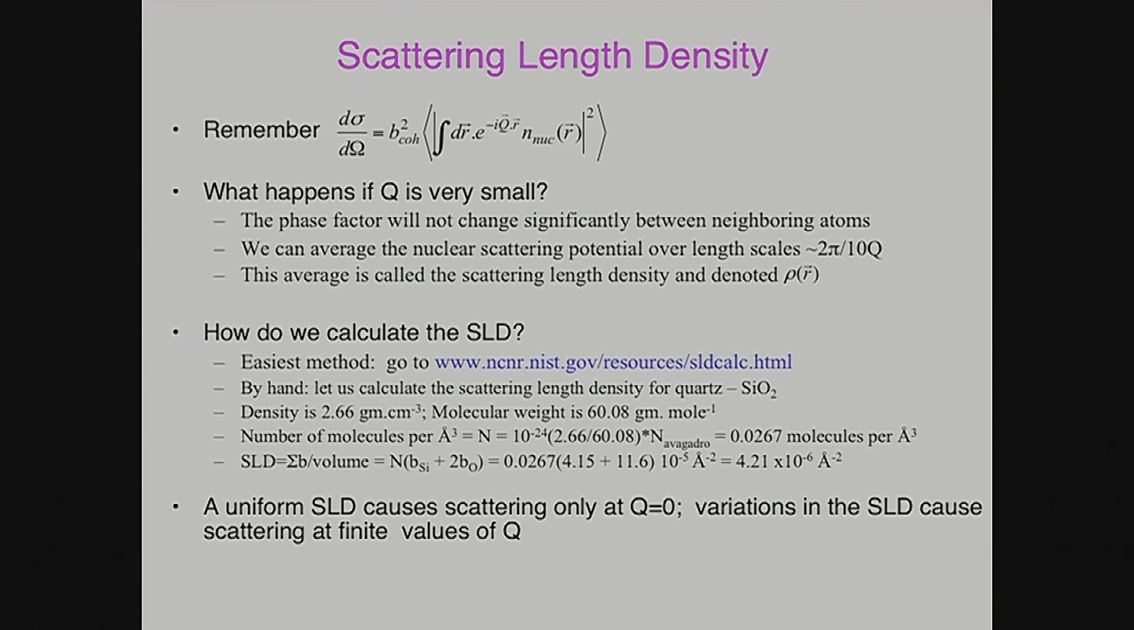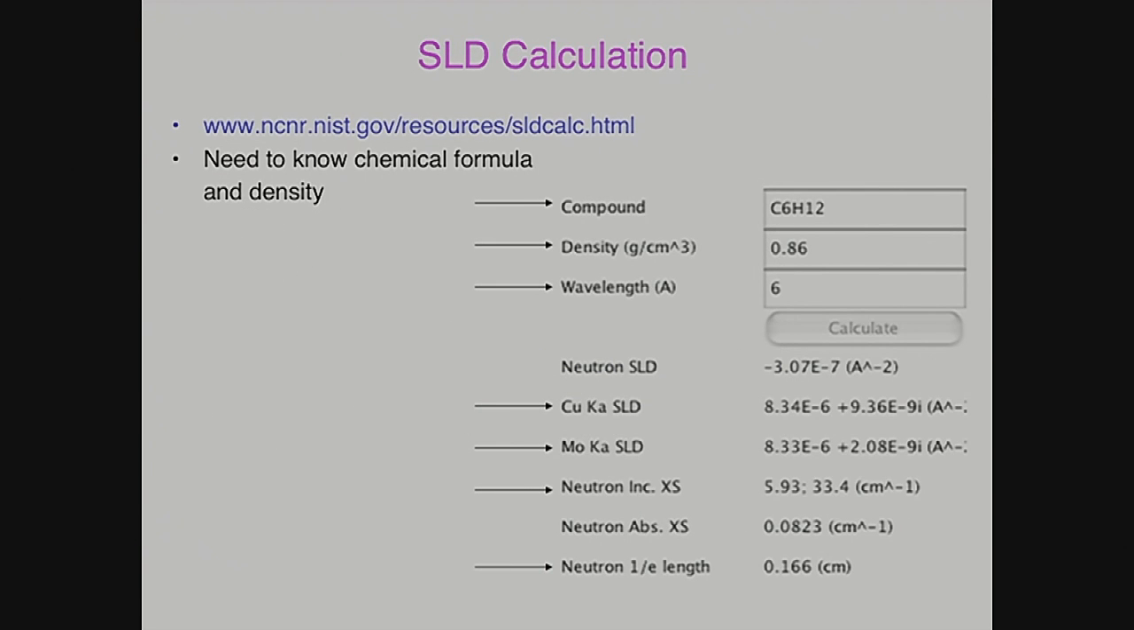So how do you calculate that? One way to do it is to flog through Avogadro's number and punch numbers into a calculator. The easy way to do it is to go to the NIST website, which is given here, and you will find something like this. Actually, this is the old version, so the new version is a little simpler. All you do is put in the formula for your compound. You have to go away and look up the density. That's easy because you can Google it. And the wavelength that it asks for doesn't matter because the scattering length density doesn't change with wavelength.